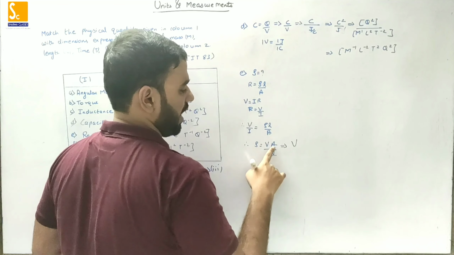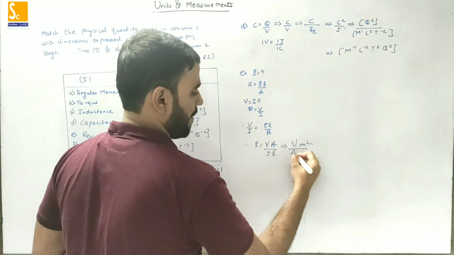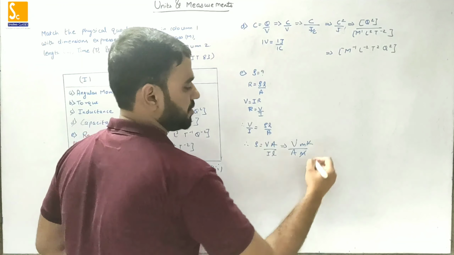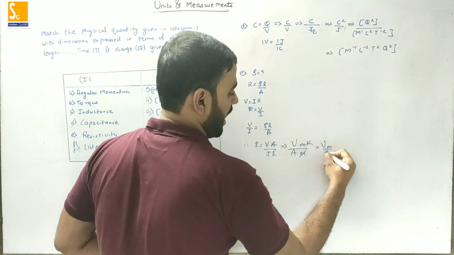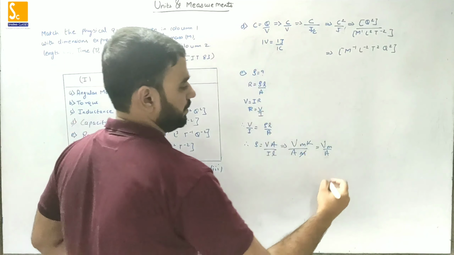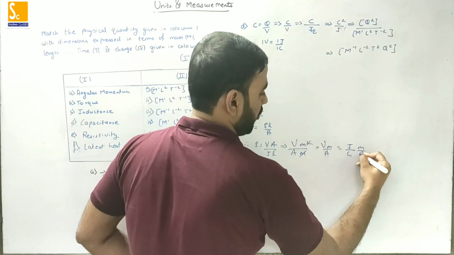Okay, fine. What is the SI unit of potential difference? It is volt. SI unit of area, meter square. SI unit of current, ampere. SI unit of length, meter. So this part gets cancelled. So it comes out to be volt meter upon ampere. As we know, 1 volt is 1 joule upon coulomb. So instead of volt, I will write joule upon coulomb, meter upon ampere.